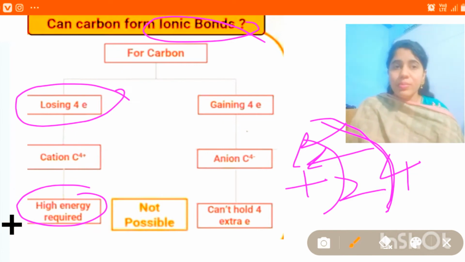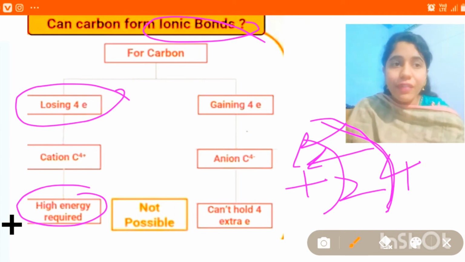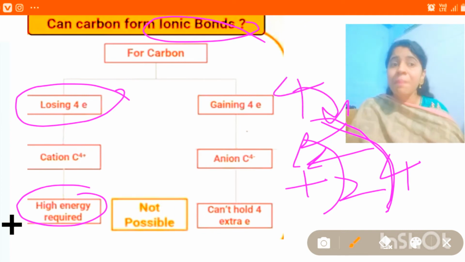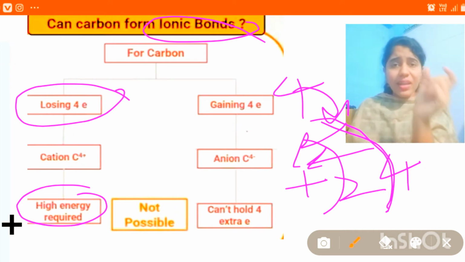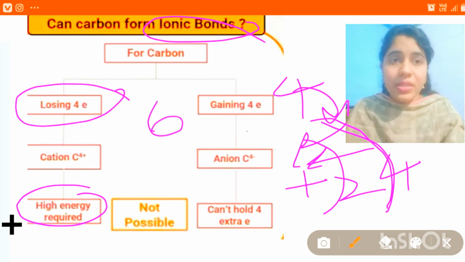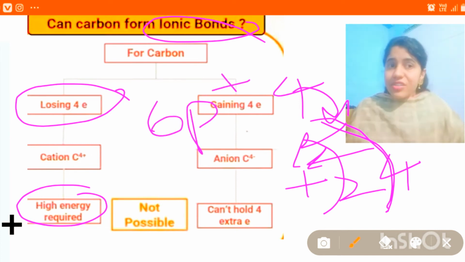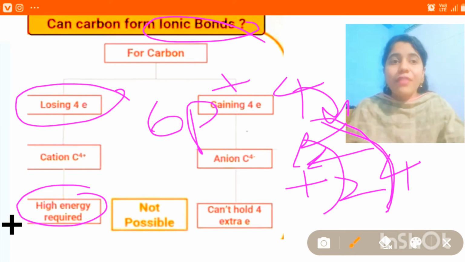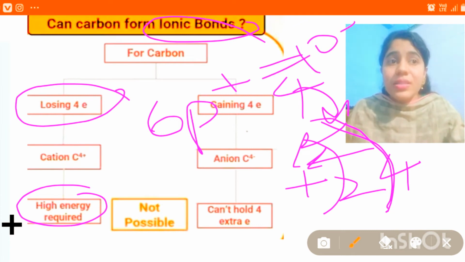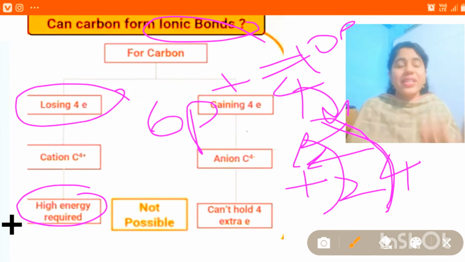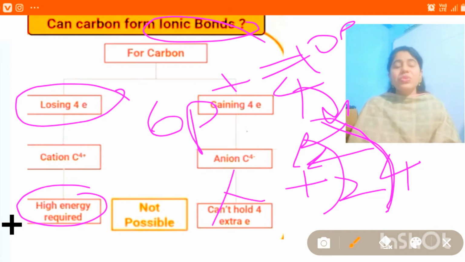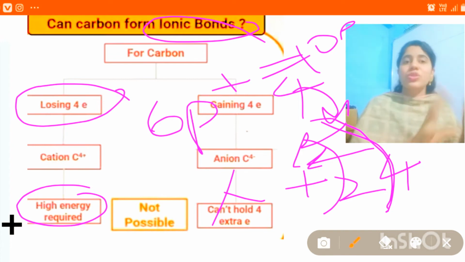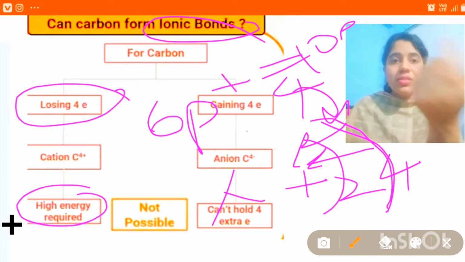That is not possible. Now consider adding 4 extra electrons to the second shell. The carbon nucleus has 6 protons. When we add 4 extra electrons, it will have 10 electrons. This carbon nucleus cannot hold the extra 4 electrons, so this is also not a good idea. For a compound to be stable, the number of protons should be equal to the number of electrons.